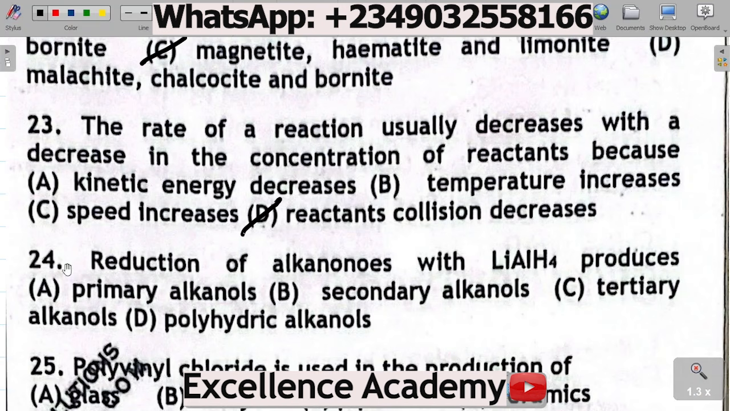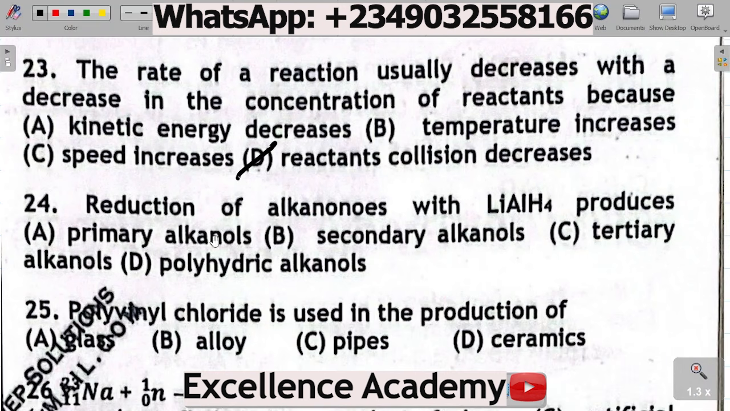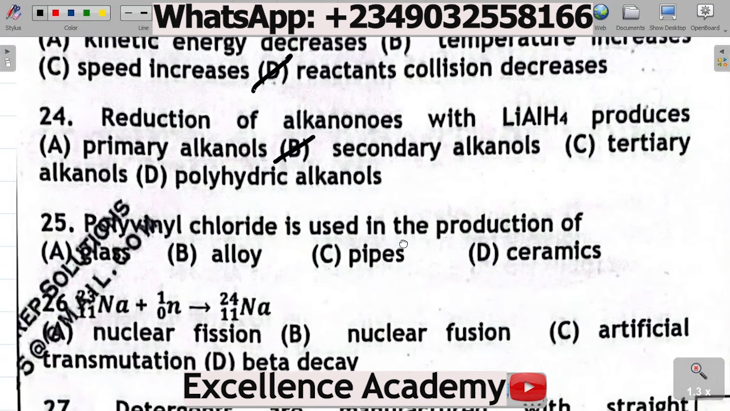Next up, question number 24. 24 says reduction of alkanones with lithium aluminum tetrahydride produces A. Primary alkanols, B. Secondary alkanols, C. Tertiary alkanols, D. Polyhydric alkanols. For 24, you want to note that the reduction of alkanones with lithium aluminum tetrahydride produces secondary alkanols. So the correct answer there is B, secondary alkanols.